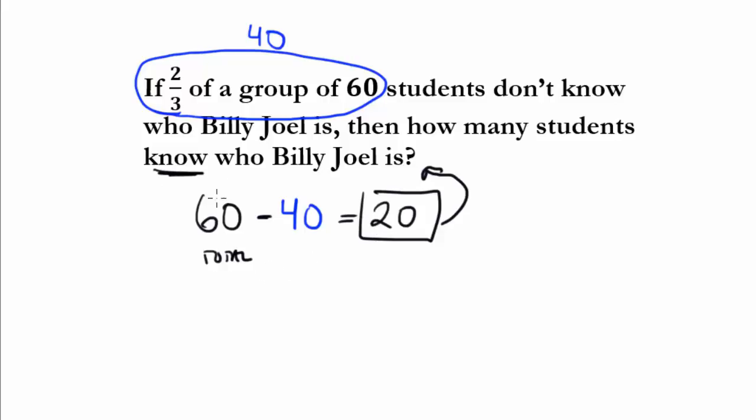Another way of getting to the answer is, I know that if 2/3 of 60 students don't know, then 1/3 of 60 do know. And 1/3 of 60, again, is 20. So this is going to get to your same answer.